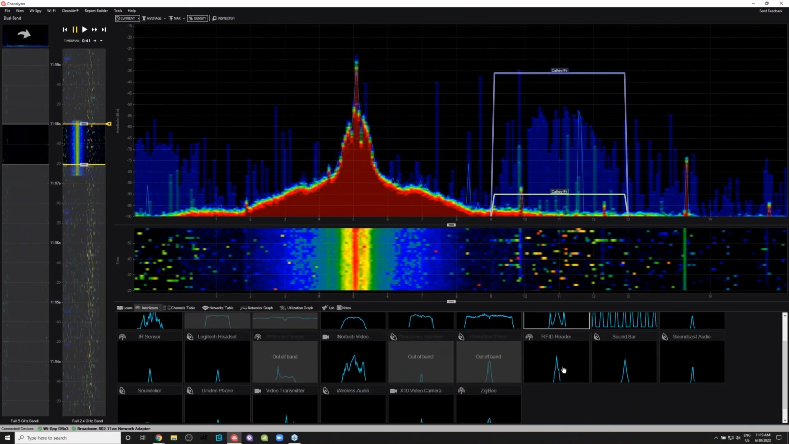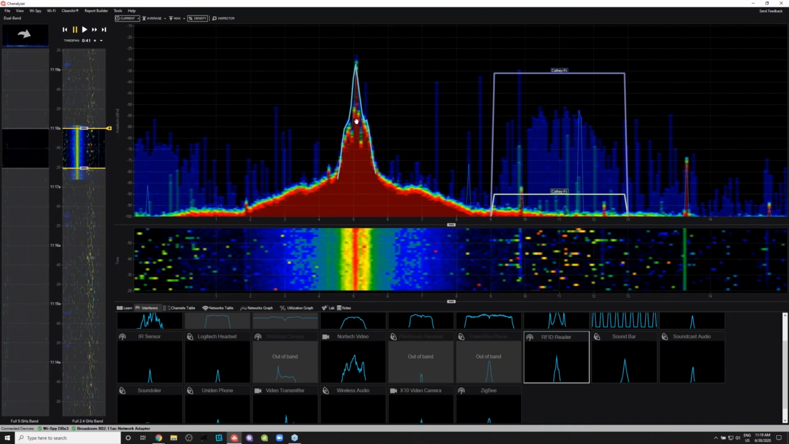What this device is, it's actually a signal generator, and it's supposed to mimic more of an RFID reader. So you can see that this signature fits nicely right there. So maybe I know what it is now. So at this point, maybe the technician can walk around and try and find this device, but maybe we still don't know where it is. Maybe we've identified it, but we don't know where it is.